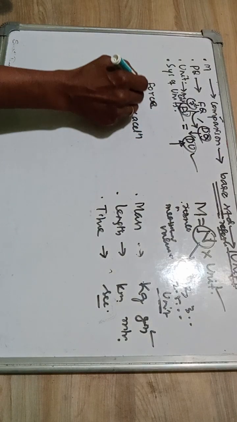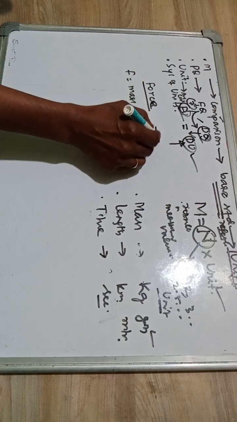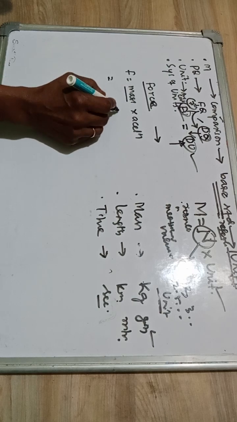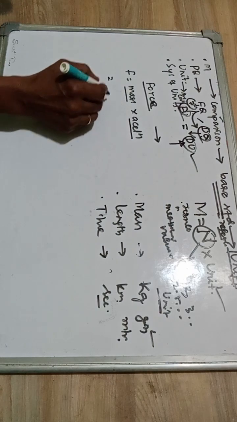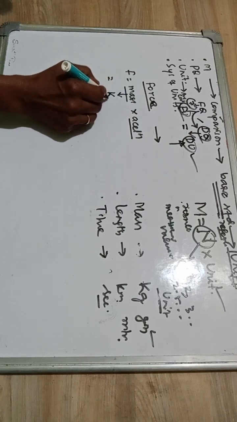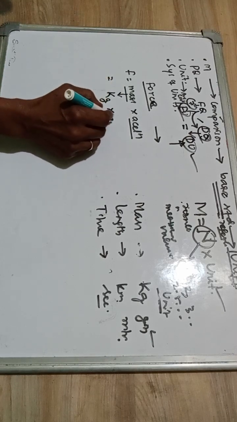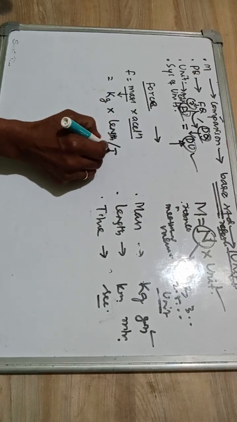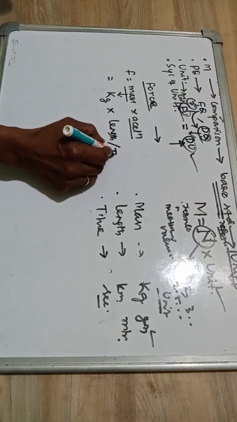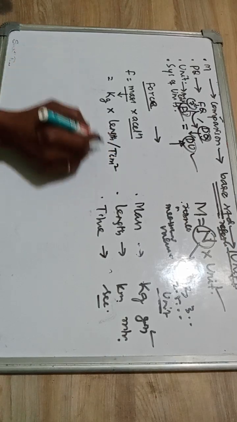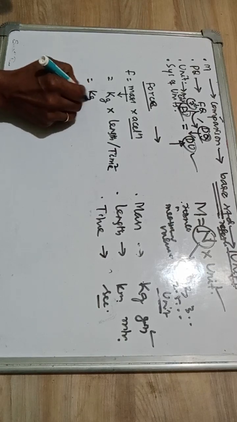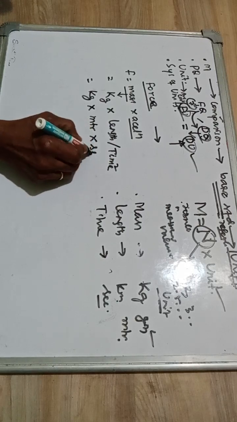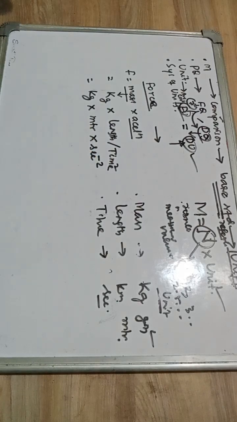In that case, F is equal to ma, and unit of force will be unit of mass multiplied with unit of acceleration. Unit of mass will be kg, and acceleration is length per time square. Kg into length is meter per second square.